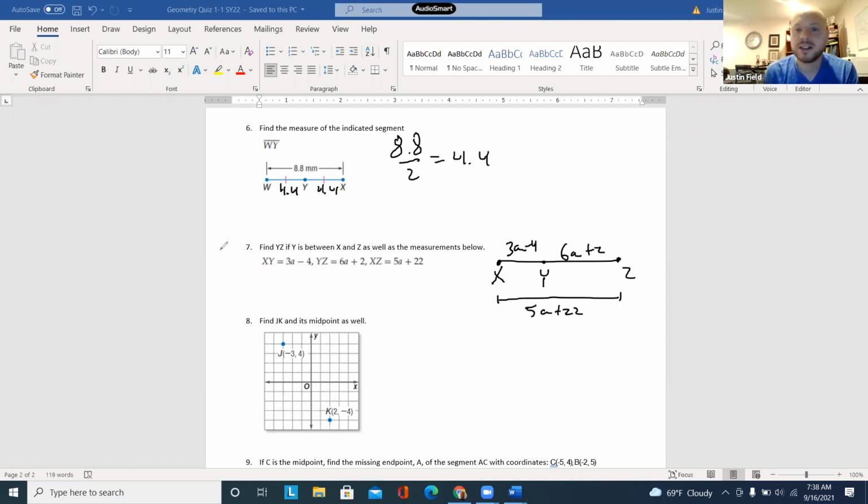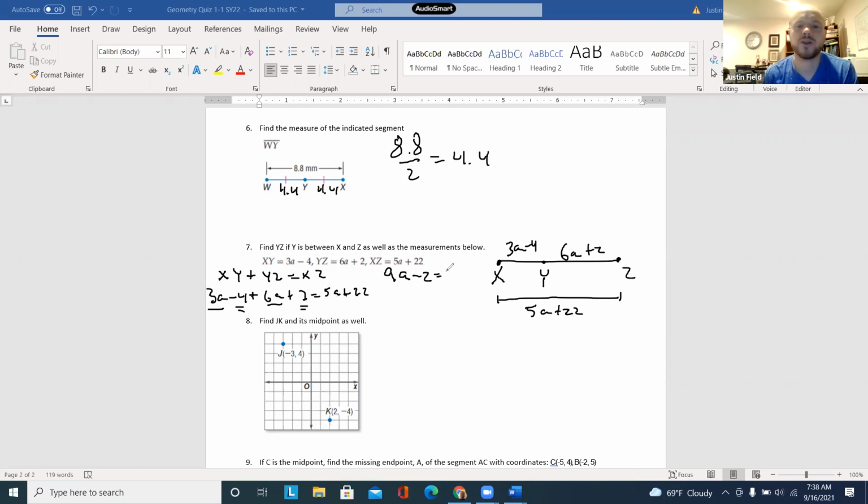All right. Segment addition postulate coming at you. So we know that XY plus YZ equals XZ. Substituting in our algebraic expressions, 3a minus 4 plus 6a plus 2 equals 5a plus 22. Add like terms and we get 9a. Negative 4 and positive 2 is negative 2. Okay, so I just added those like terms.